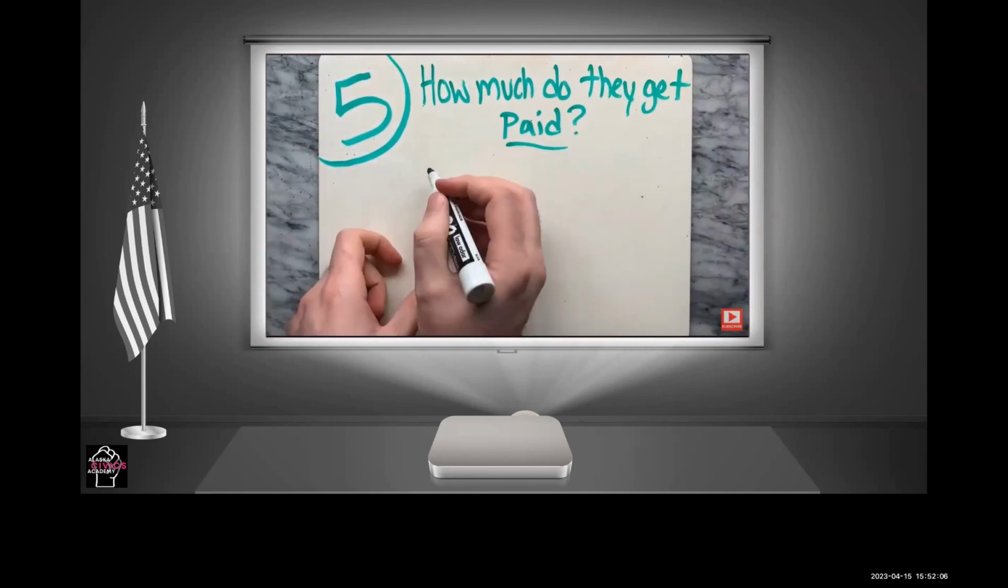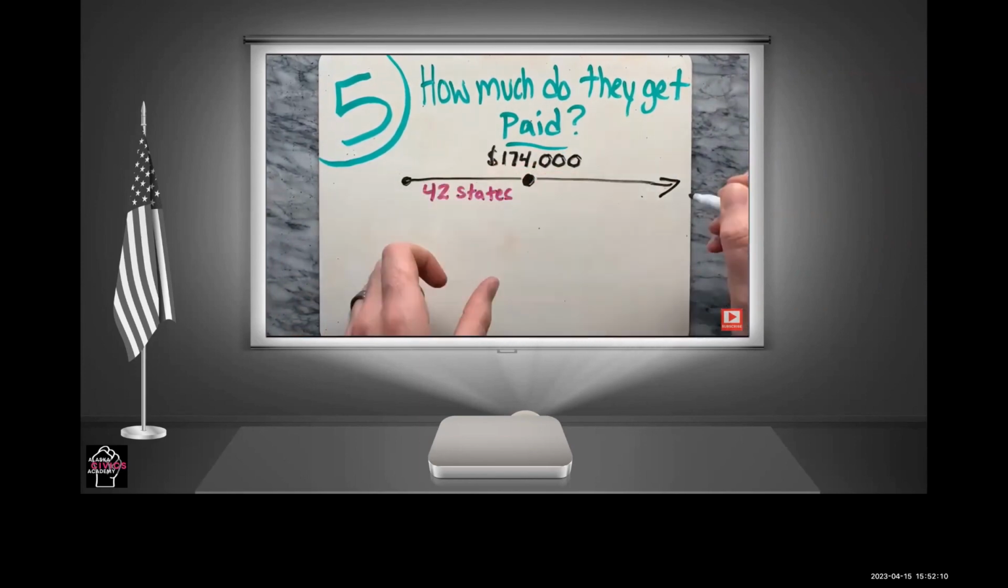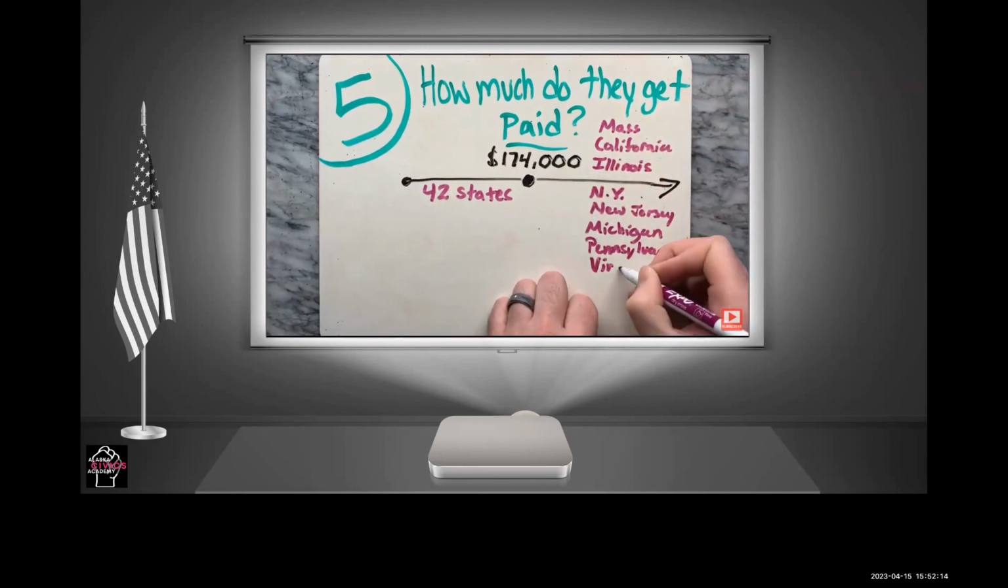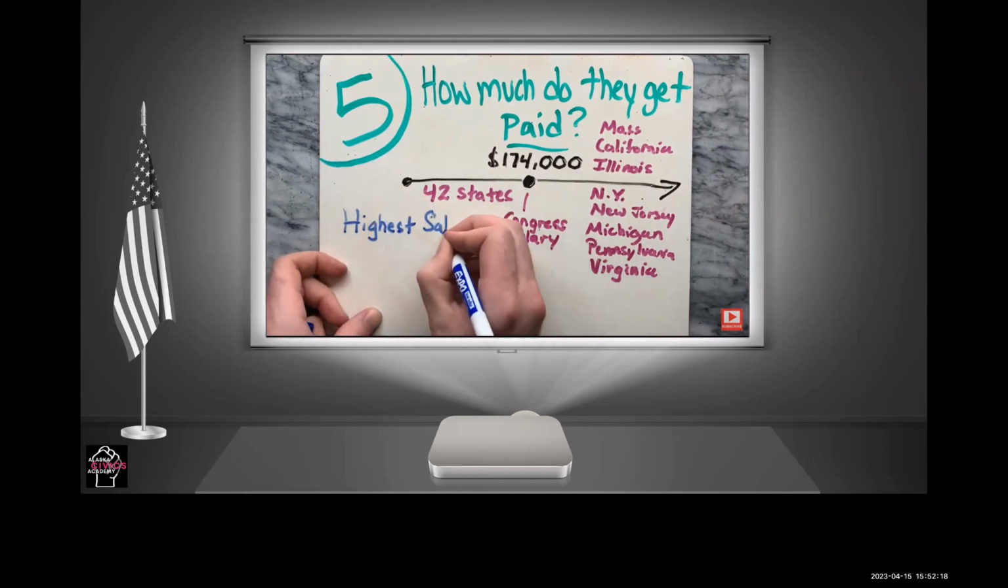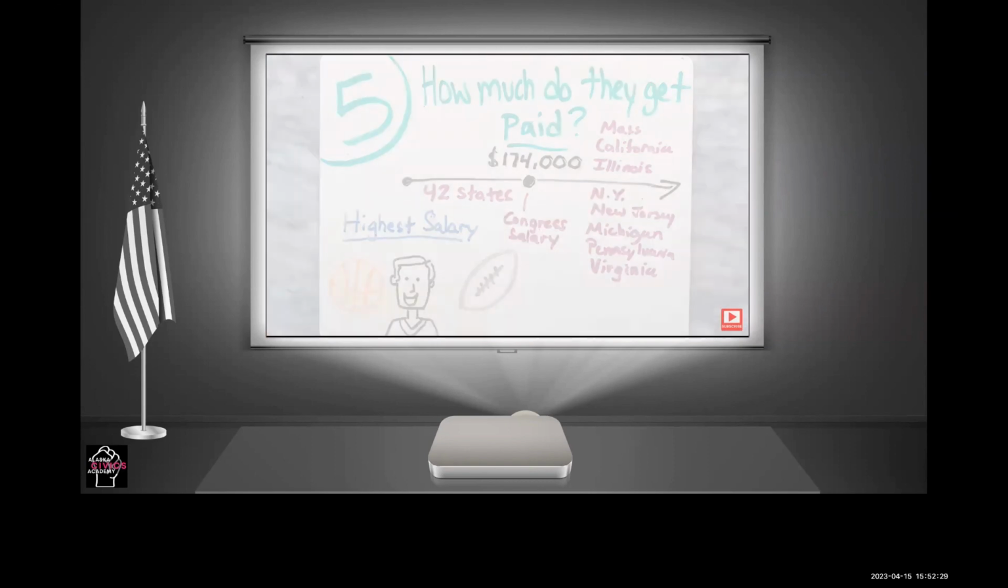And in fact number 5, let's talk about the money. Only 8 states, Massachusetts, California, Illinois, New York, New Jersey, Michigan, Pennsylvania, and Virginia, currently offer their governors a higher salary than the $174,000 paid to members of Congress. In many states, the governor is not the highest paid state employee. Most often, that distinction is held by the head football or men's basketball coach at a major state university.